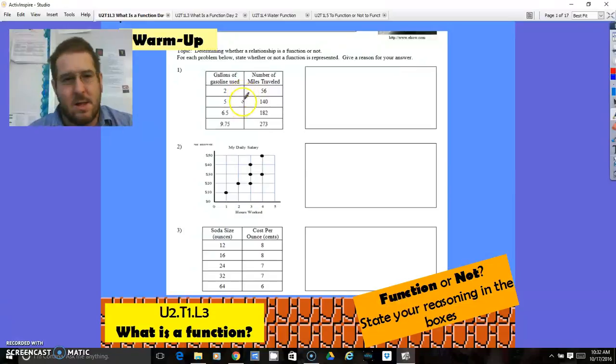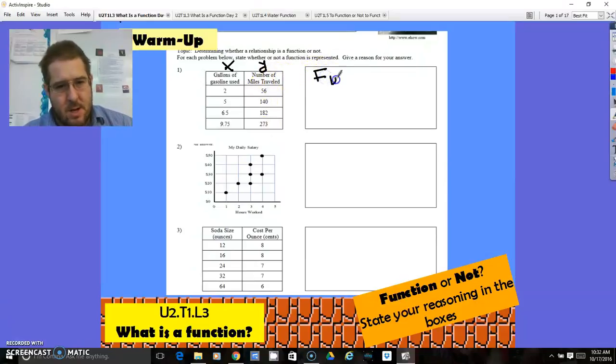If you remember, and you watched the last video, you noticed that it said anytime each domain has exactly one range, and remember domains are x's and ranges are y's. If each of these only has one answer over here, then it is a function. 2 only has one answer, 5 only has one answer, 6.5 only has one answer, 9.75 only has one answer. So, ladies and gentlemen, this is a function. And the reason why it's a function is because each domain has exactly one range. That's what I would write there.